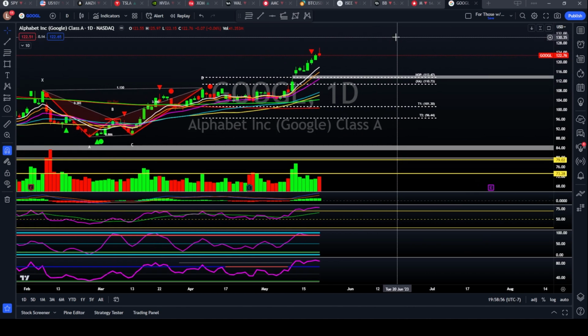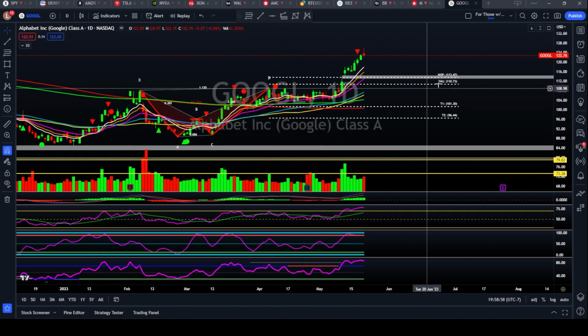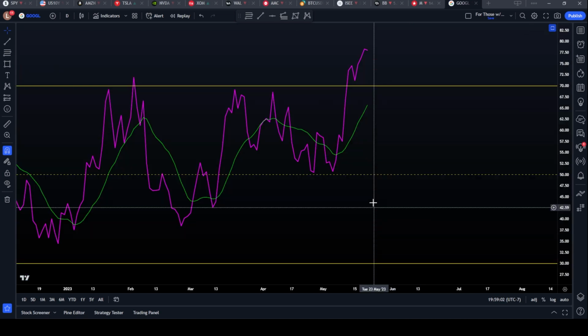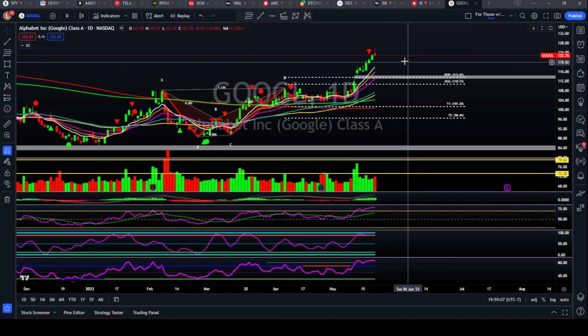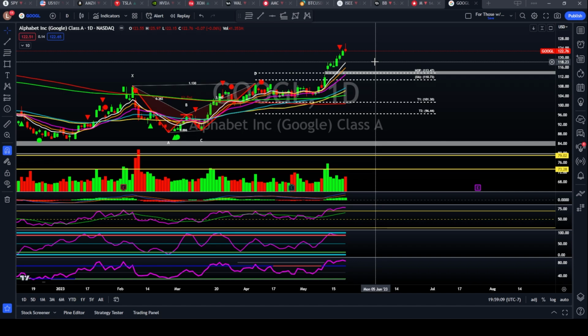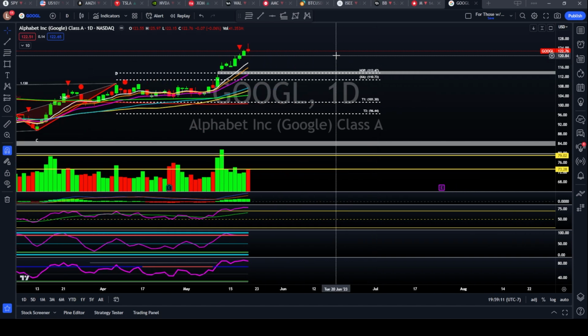There's a lot of things going on with Google, with AI and all this stuff. So you are a bit overextended here on the RSI and the daily. So definitely see if this at least cools off a bit. Maybe you come and test a 9 EMA. So definitely keep an eye out on Google.